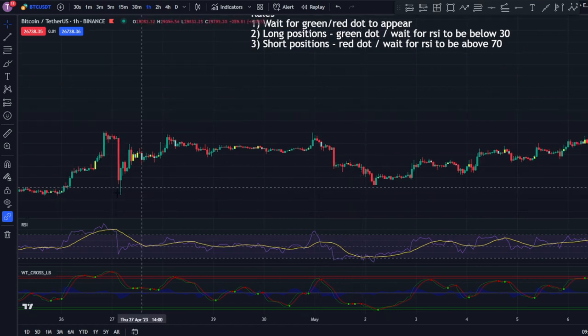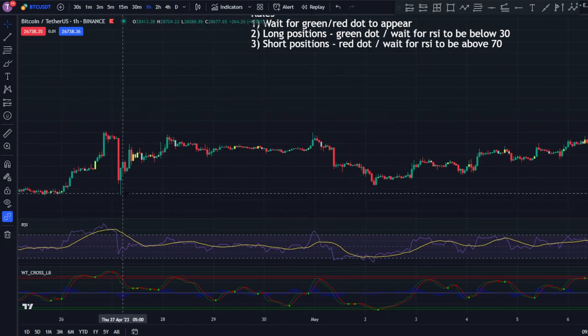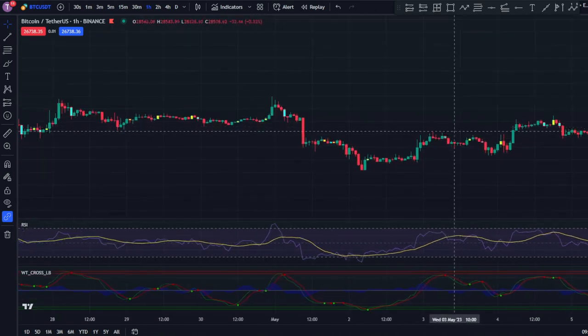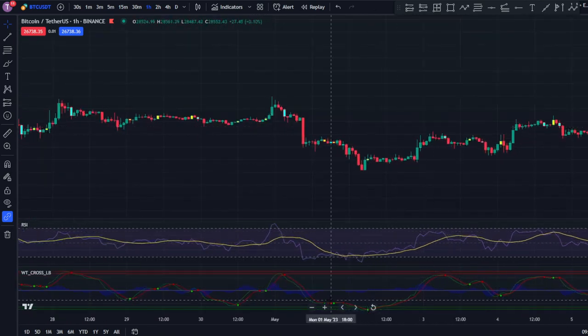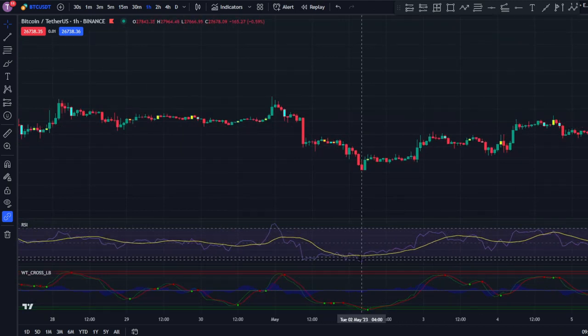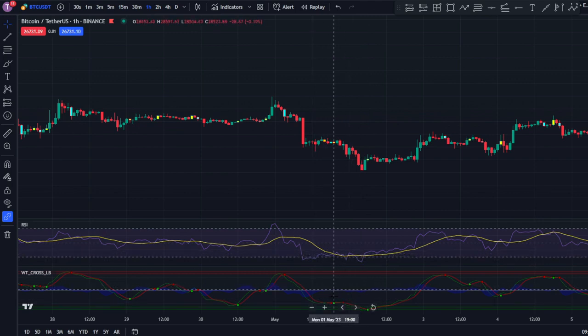So let's look at the long position side and see how this works. Firstly, you want to look for a green dot that corresponds to the RSI being below the 30 mark. So we look here, this green dot does not work because the RSI is above 30. Same thing here, the green dot here, RSI above 30.